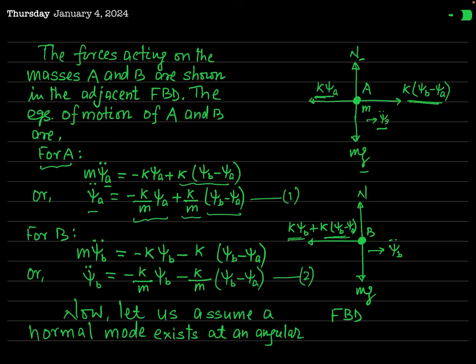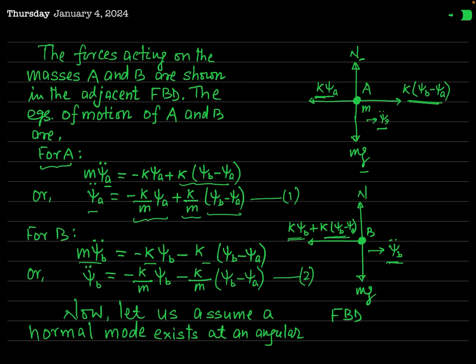So the forces acting on it are just in the opposite direction of its acceleration. According to Newton's second law of motion, you can write the equation of motion like this: m ψb double dot equals minus kψb minus k(ψb minus ψa). Why minus? Because these forces oppose the acceleration, okay.